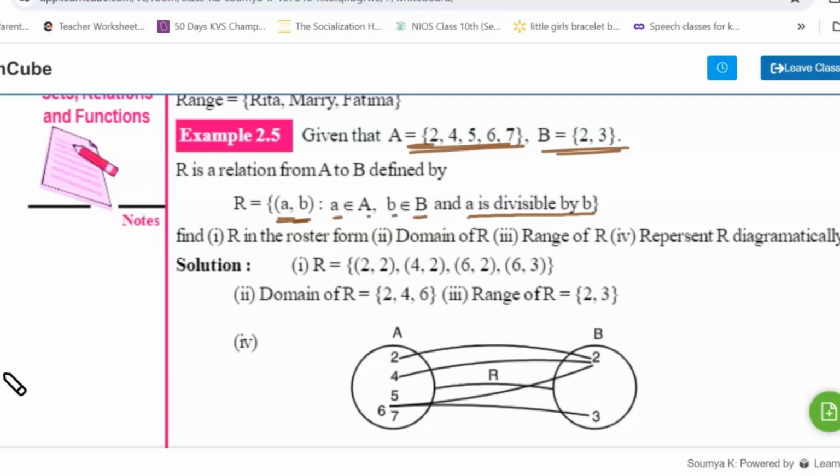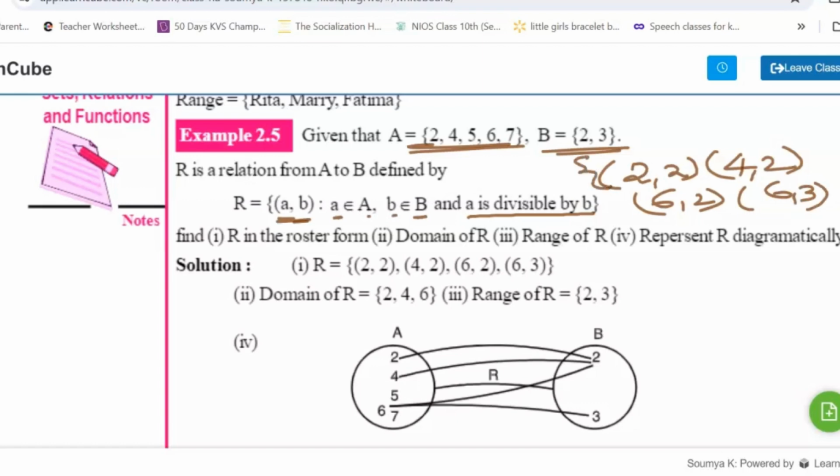In that case, you have to take out only those ordered pairs. So if you see 2, 2, that's possible. Next one is 2, 3, not possible because this is not divisible. Next one is 4, 2, another pair which is divisible. 4, 3, not possible. Then comes 5, 2, not possible. 5, 3, not possible. 6, 2 is possible, and next one is 6, 3, that is also possible. 7, 2, not possible. 7, 3, not possible. So these are the resulting ordered pairs because of this kind of relation.